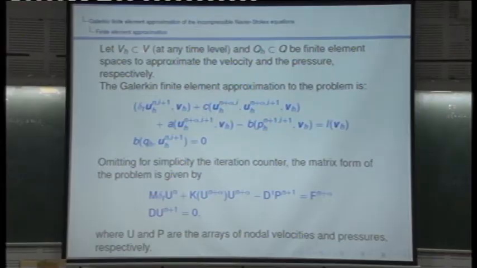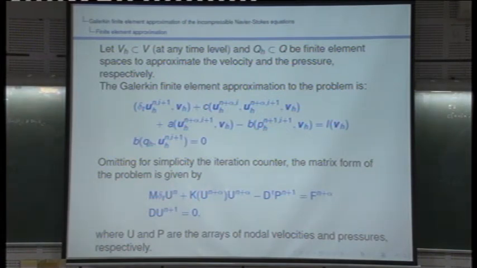Let's do finite elements. The Galerkin method is trivial. We have to construct a finite element space for the velocity, a finite element space for the pressure, and then replace continuous functions by finite element functions everywhere. So the solution UH belongs to the finite element space, and the test functions VH and QH both belong to the finite element space. As simple as that. What is the matrix structure of this problem?